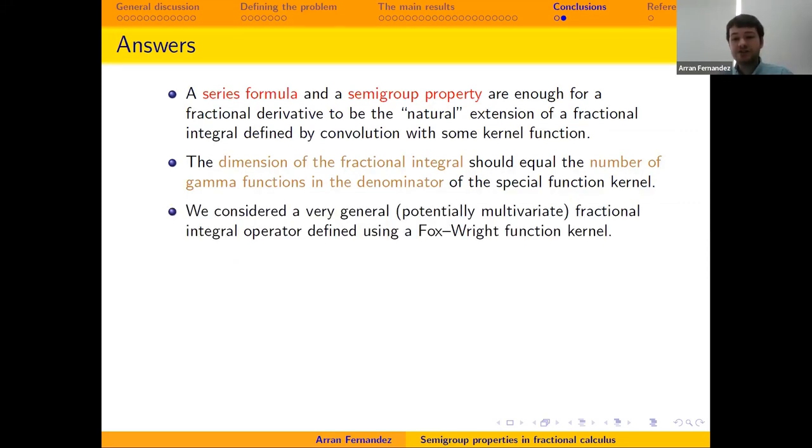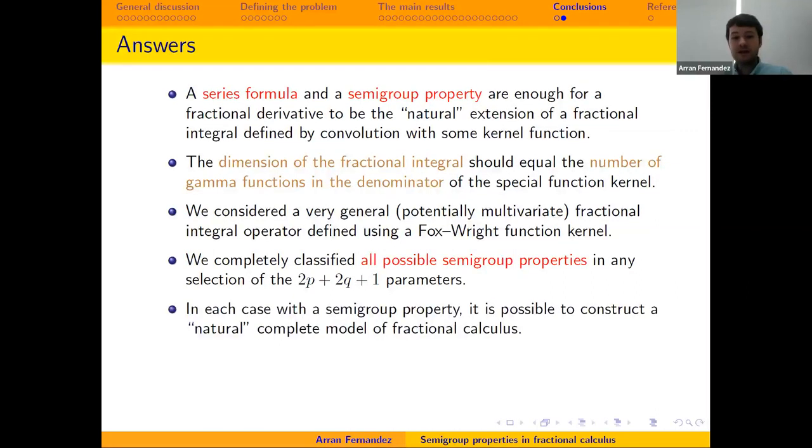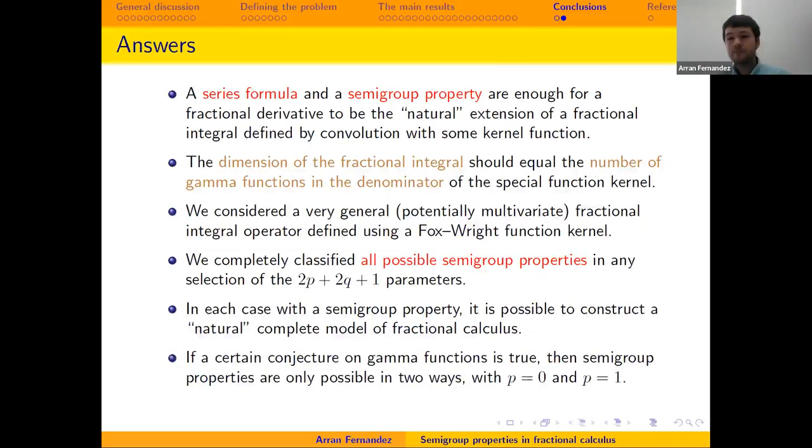We considered a very general fractional integral operator, with a Fox-Wright function kernel, potentially a multivariate operator. We completely classified all possible semigroup properties in any possible selection of the parameters. In each case which has a semigroup property, we can construct this natural complete model of fractional calculus, with integrals, derivatives, and nice relations. The conjecture is a very elementary conjecture, okay? It just involves gamma functions. The conjecture is not involving fractional operators, integrals, derivatives, anything.